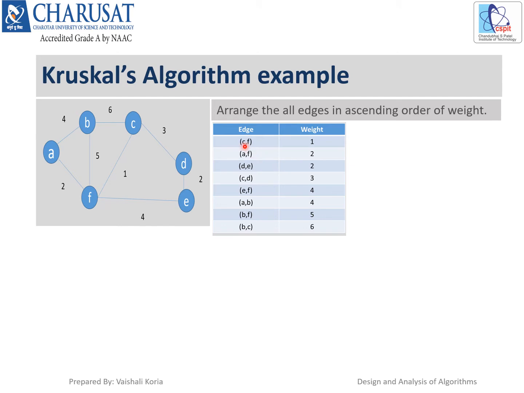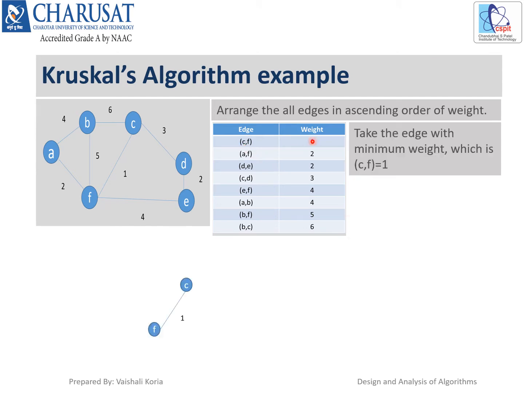Now we have to take the first edge and add into the minimum spanning tree. So the first edge is CF and its weight is equal to 1. So we will add that edge in the minimum spanning tree. The next edge is AF which has the weight 2. So we will add that edge. Next edge is DE which has the weight 2. So we will add that edge also. Now CD we will add that edge also with the 3 weight.